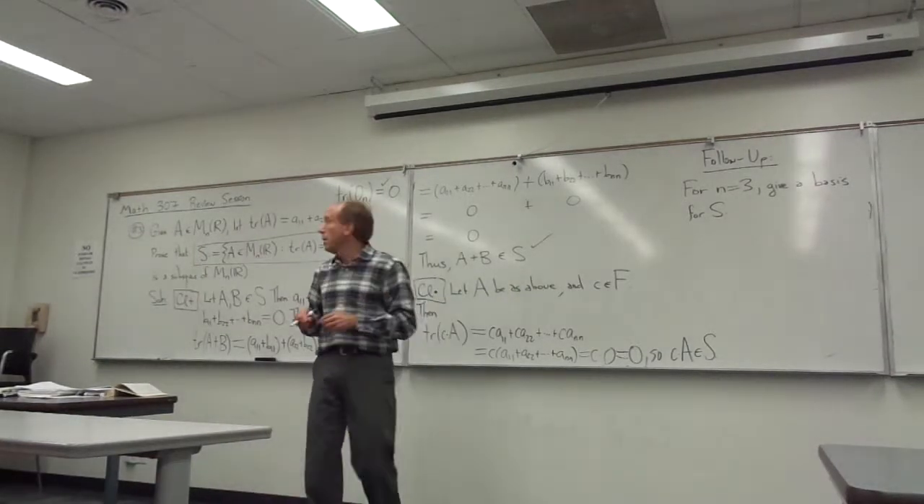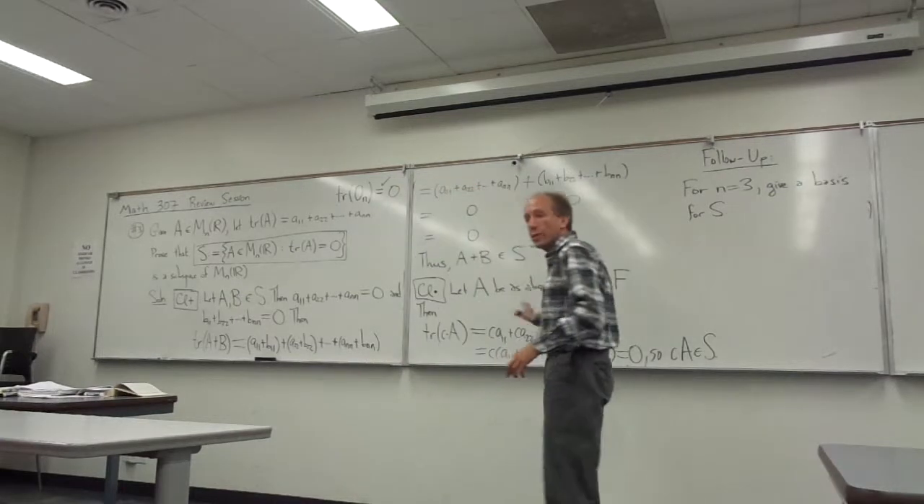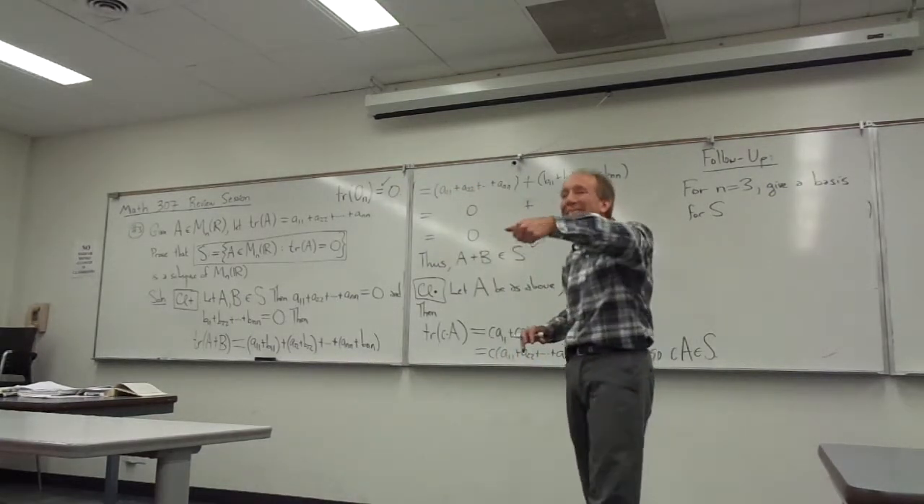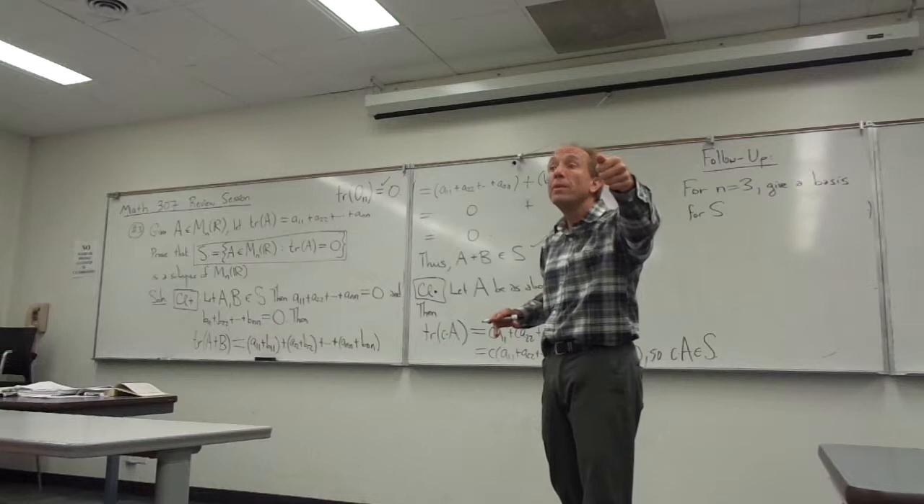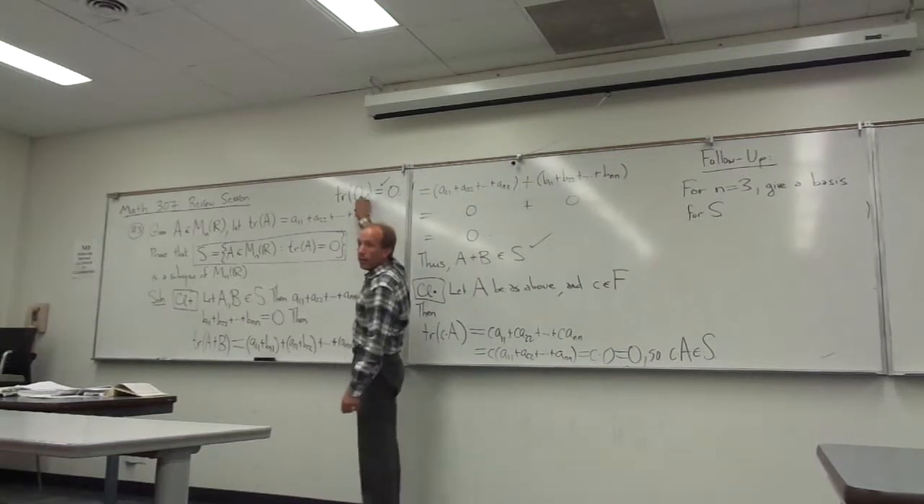Are we done with the proof here? Yeah, we're pretty much done with the proof. We checked closure under addition. We checked closure under scalar multiplication. I suppose one sentence at the end. The existence of the element 0? Well, yeah, that's kind of what I just did right here.